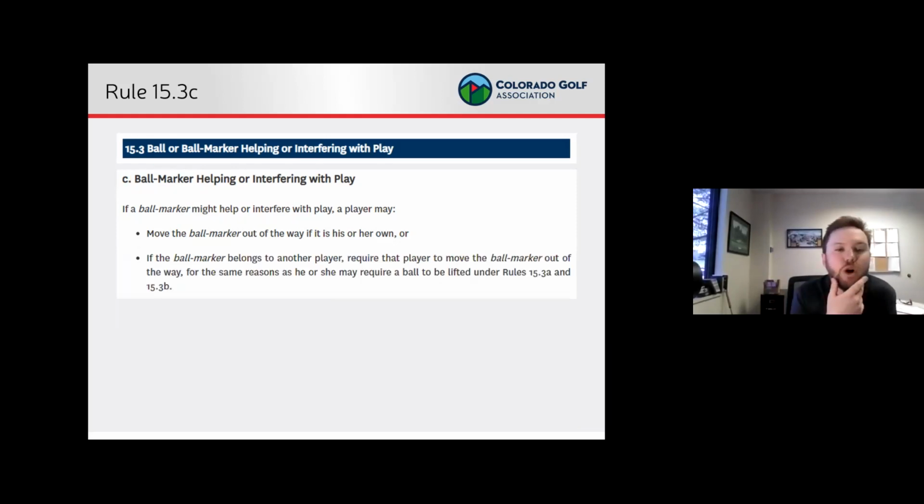Moving on, if the ball marker belongs to another player, you can require that player to move the ball marker out of the way for the same reasons you may require a ball to be lifted under Rule 15.3a and 15.3b. And we see this all the time. I've got a 10-foot putt. There's a ball marker at 5 feet. It's right in my line. I say, hey, Kate, can you move that one to the left or right? Kate says, sure, that's fine. Again, prior to that, she could move it on her own, but typically she wouldn't do that.